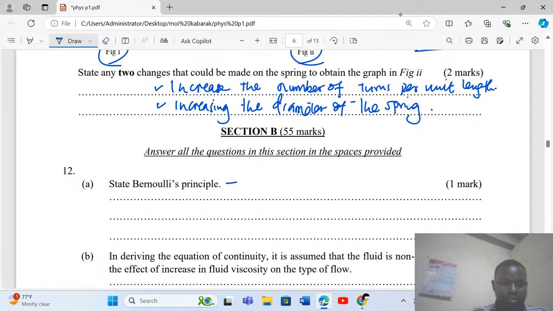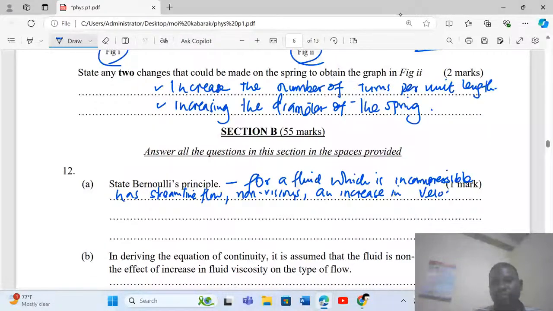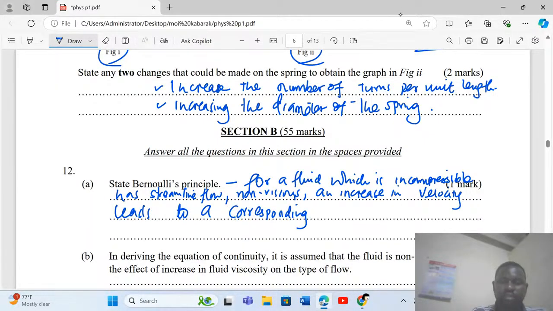State the principle, apply this principle. For a fluid which is incompressible, as streamline flow, and is non-viscous, then we say an increase in velocity leads to a corresponding decrease in pressure.